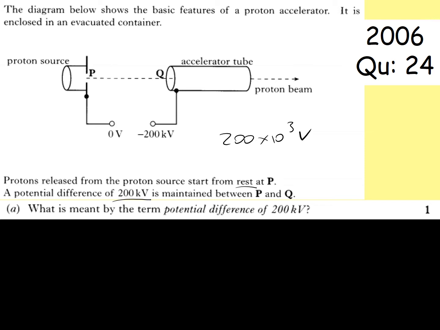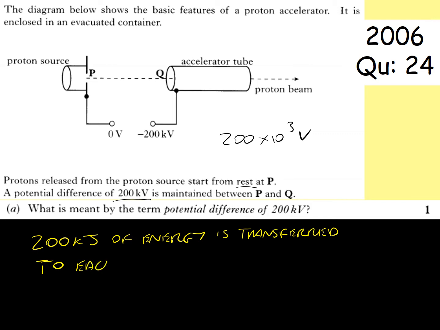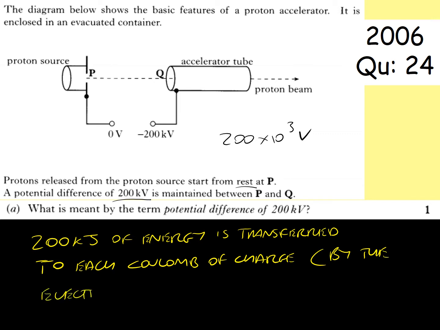So we could refer back to that multiple choice question we just did. Potential difference of 200 kilovolts means 200 kilojoules of energy is transferred to each coulomb of charge by the electric field, or the supply.